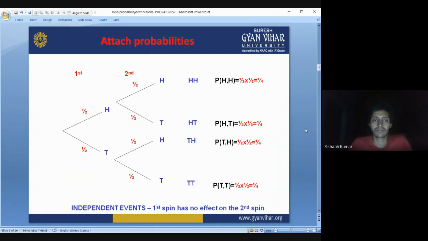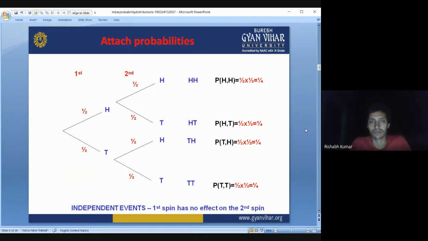Then we are flipping the coin a second time, right? So again, a coin can only have an outcome of head and tail, and these outcomes are equally likely. So all these outcomes would have a probability of 1/2, 1/2, 1/2, 1/2.